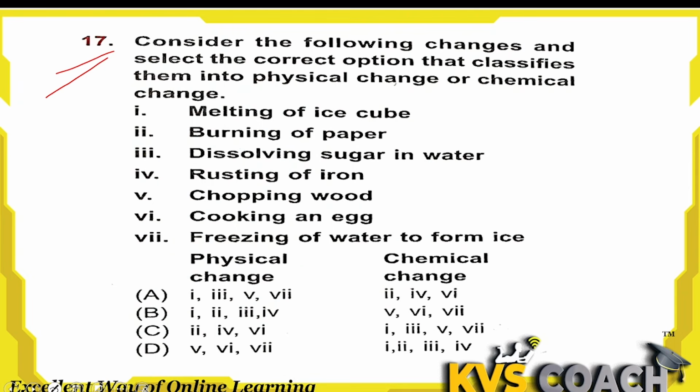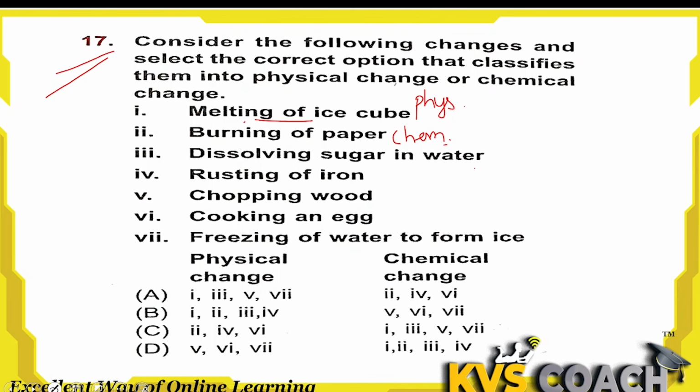Question 17 is, consider the following changes and select the correct option that classifies them into physical change or chemical change. First, melting of ice. When we melt ice, it becomes water, and when we freeze it, we again get ice. So it is a physical change. Burning of paper is a chemical change because when we burn paper, it turns into ashes. CO2 is also released into the air, and some water vapors are released. It means the chemical composition has changed, and we cannot make paper again from the ashes. So this is a chemical change.